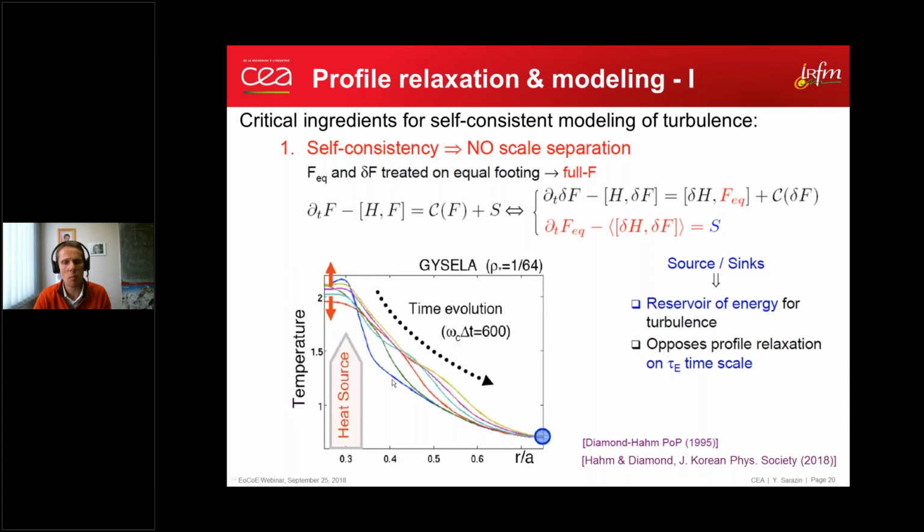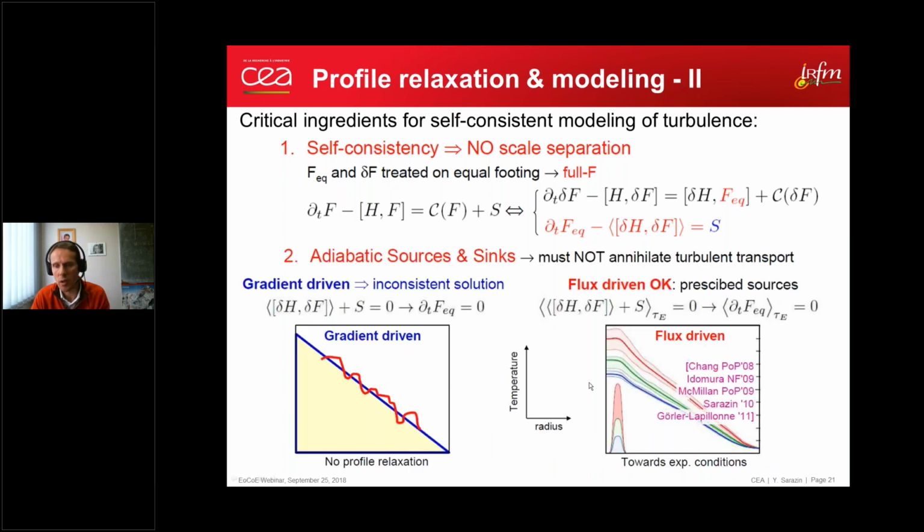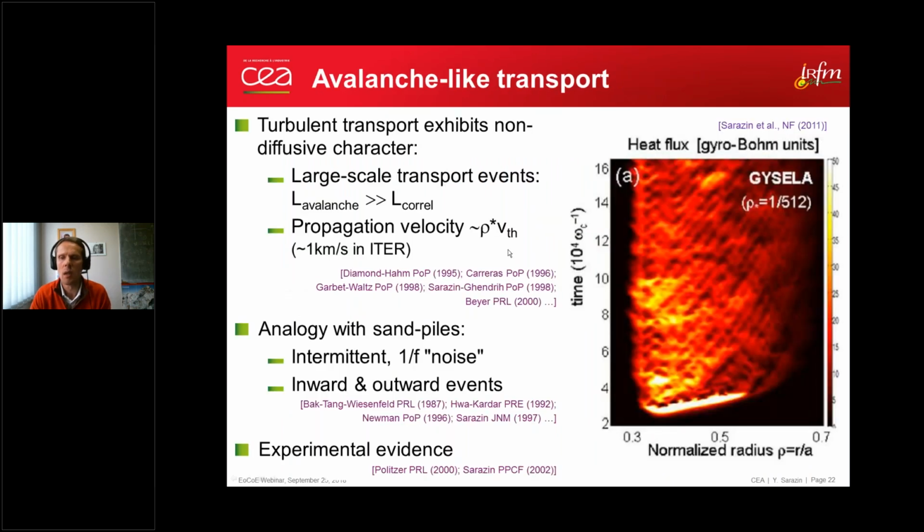This has been observed in several flux-driven simulations, where you have here the front that develops and that propagates almost ballistically on large scales. So this is the difference between gradient-driven and flux-driven that we already saw.